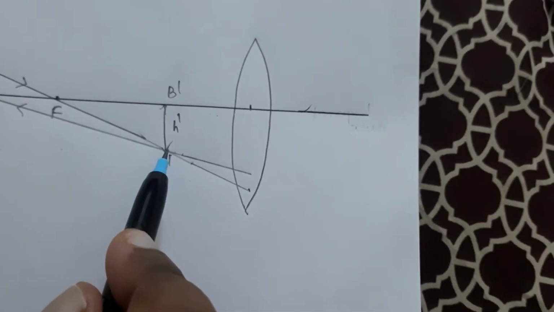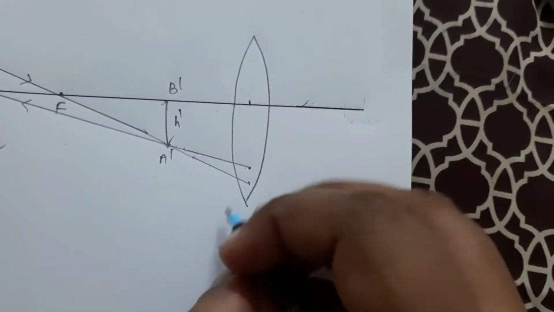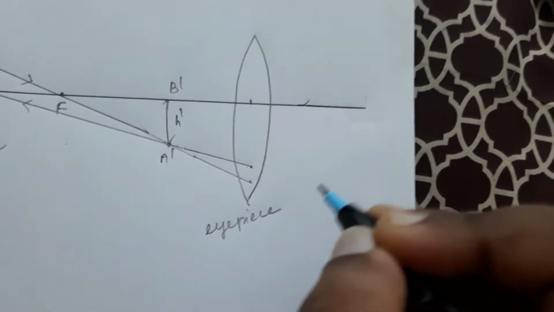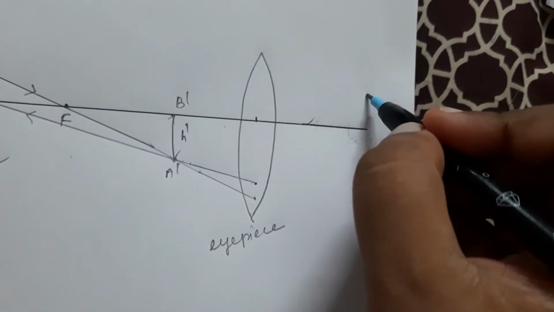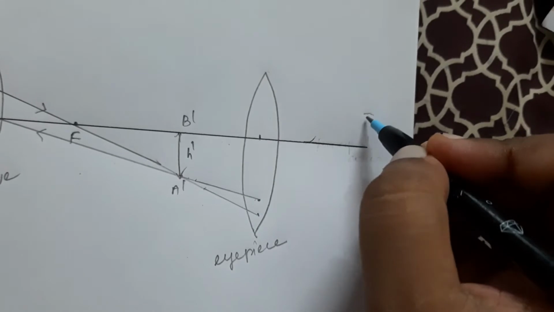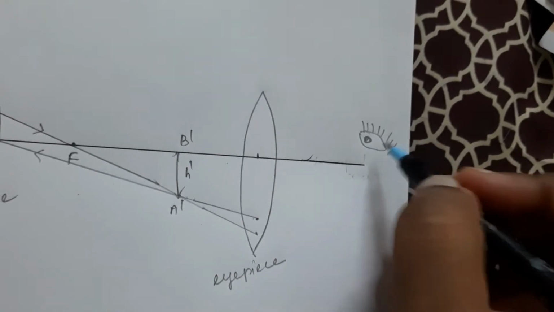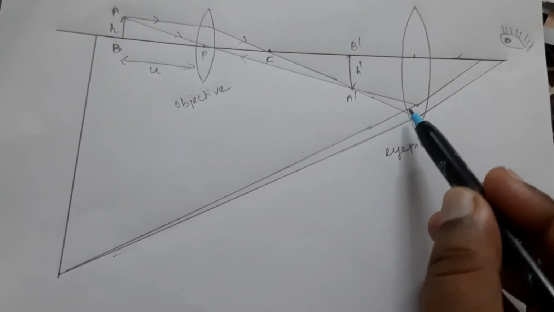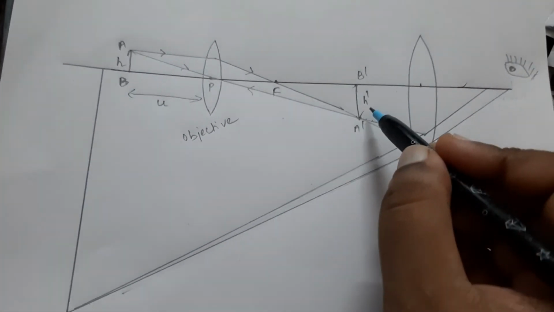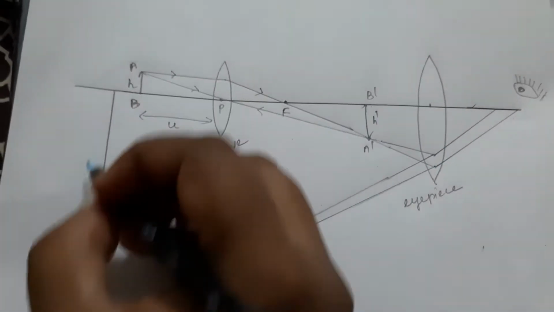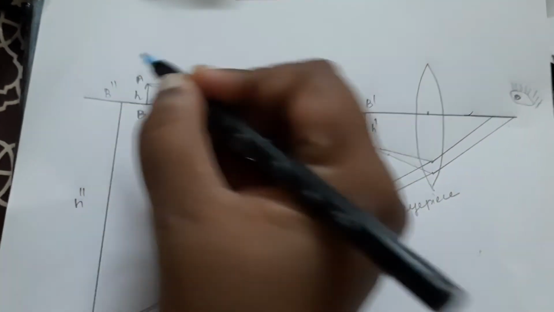Now I am extending these two lines and it falls on the eyepiece. This we call the eyepiece, and it will be forming an image here which can be viewed with our eyes. Now when I extend these two lines, I can get the image here. So this is your H dash, this is your object distance. Now this is your image, so I can write this as H double dash. So this is A double dash, B double dash.